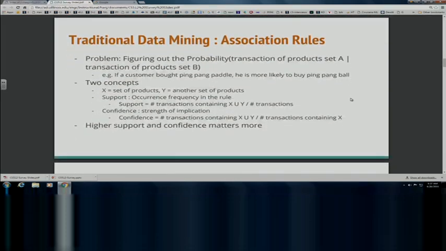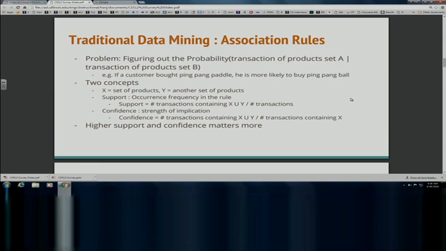Then comes traditional data mining, the association rules. This idea is based on this problem: figuring out the probability of a transaction of one set of products A, given that we already have a transaction of a set of products B. A very clear example: if the customer bought a ping pong paddle, you can assume he is more likely to buy a ping pong ball, so we can give recommendations accordingly.